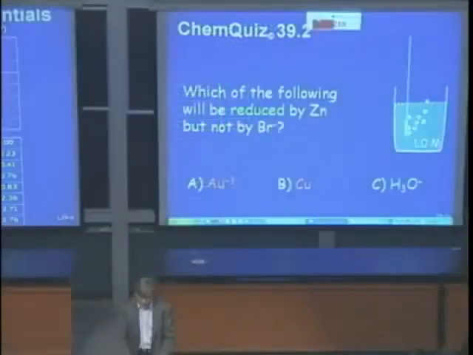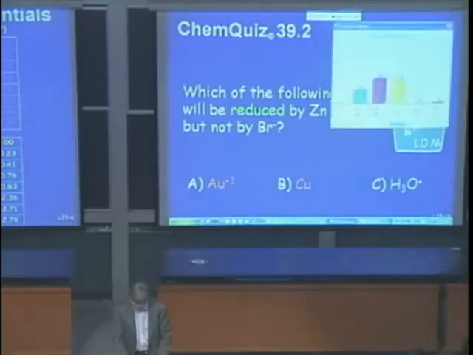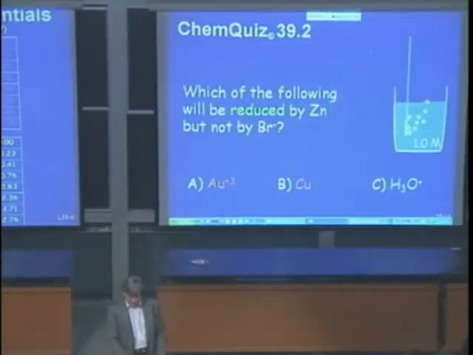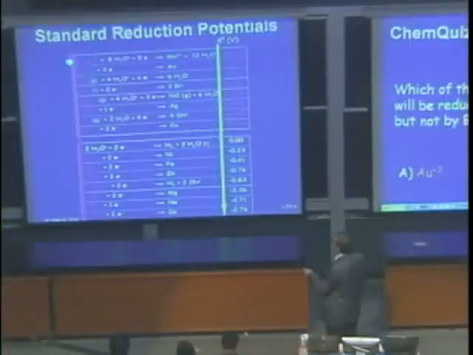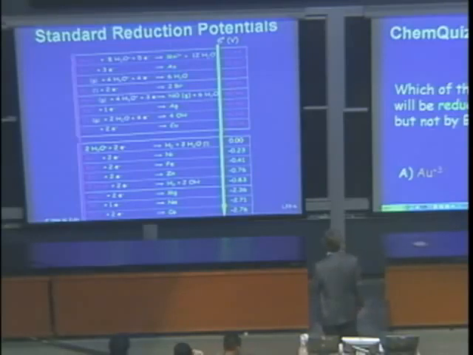Okay, let's have a look at this. That's to be expected. That's why we are here. Well, let's think a little bit about this. So we have gold 3 plus. It likes to be in the reduced form, so it would be reduced by anything below. So bromide would reduce gold, and gold would oxidize bromide.